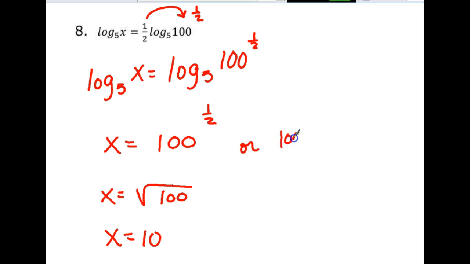Or you could put this in your calculator, but make sure if you put it in the calculator that you put parentheses around the 1/2 if you're going to put it in the calculator like that.